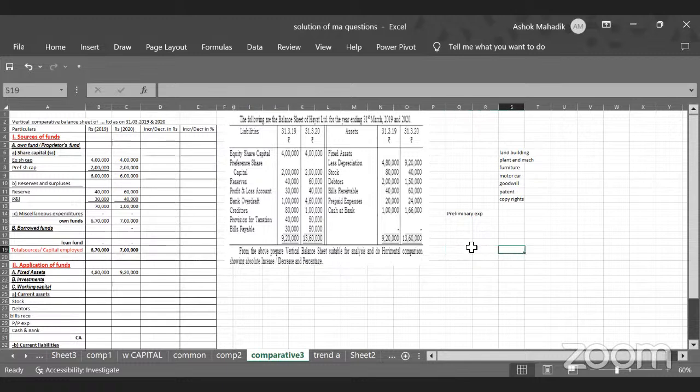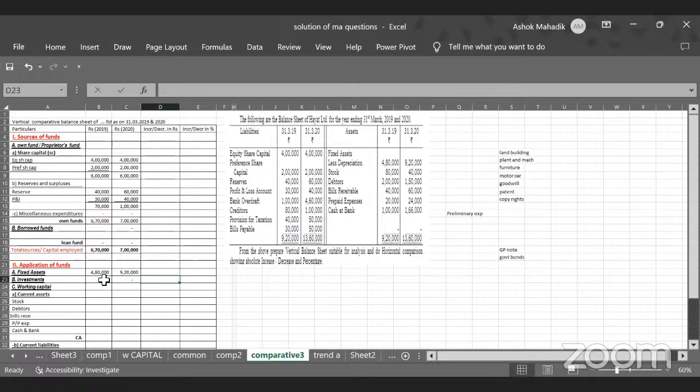Then investments, where the company has put their money as investments. Normally investment includes GP notes, government promissory notes, or government bonds. Or directly they will say investment. So you put them under the investment heading. Clear, students? In this sum, investments are not there, so I'll put 0.